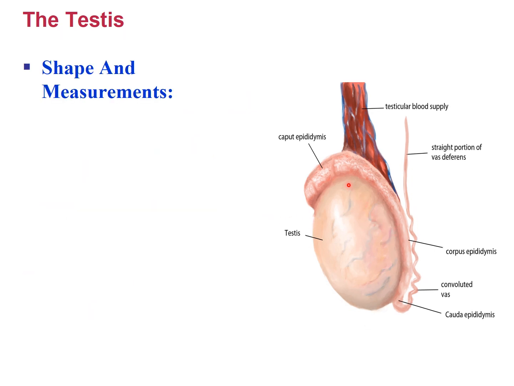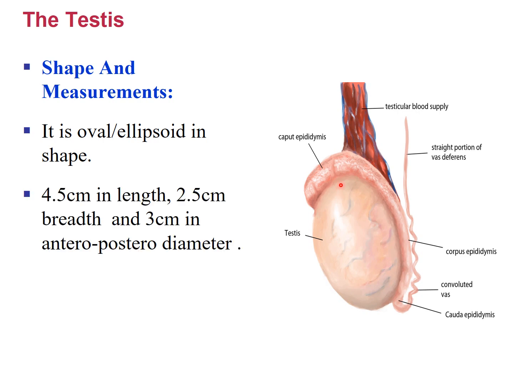Shape and measurement of the testis. If you observe the shape of this testis, it is oval or ellipsoid in shape. When it comes to the measurement, the length of the testis is about 4.5 centimeter. These measurements are taken in average form, so some books say that it is between 4 to 5 centimeter. Anteroposterior diameter is about 3 centimeter, and the thickness of this testis is about 2.5 centimeter. It weighs about 10 to 20 grams.